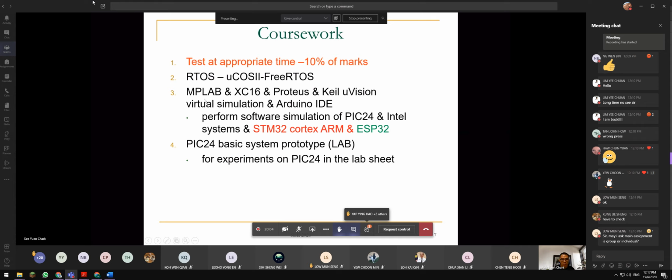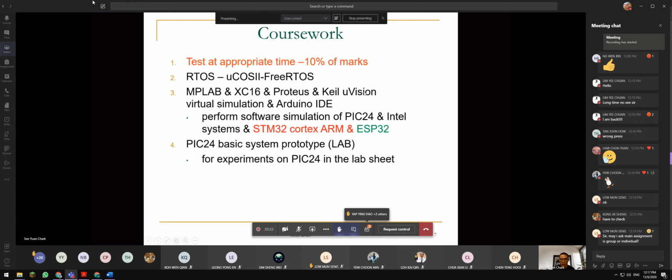So then we are using MPLAB with the XC16 compiler. Okay, you are encouraged to install XC8 as well because in our lab section 1 we start with XC8. Okay, then we move to XC16.